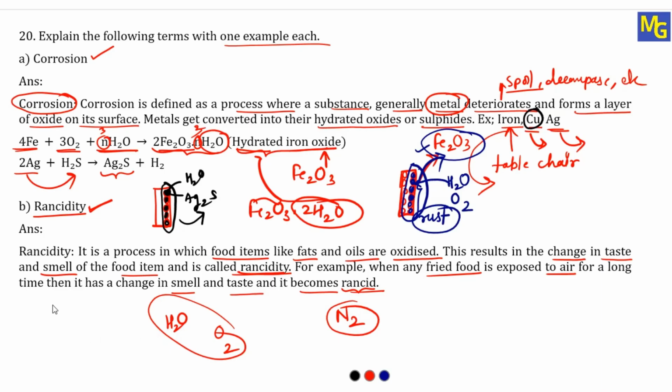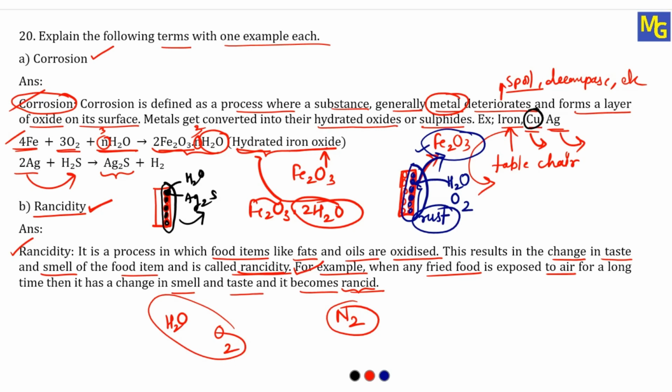So here I have told what rancidity is and even given one example. In the question they have asked to explain the terms with an example. So corrosion, this is the example; rancidity, and here there is the example. So I hope you will understand the explanation of this question number 20.